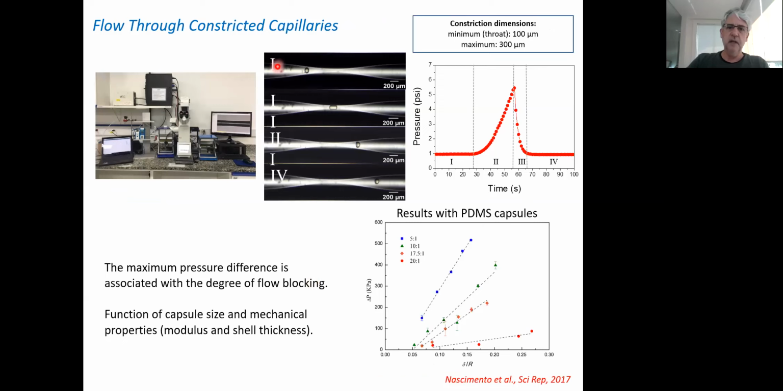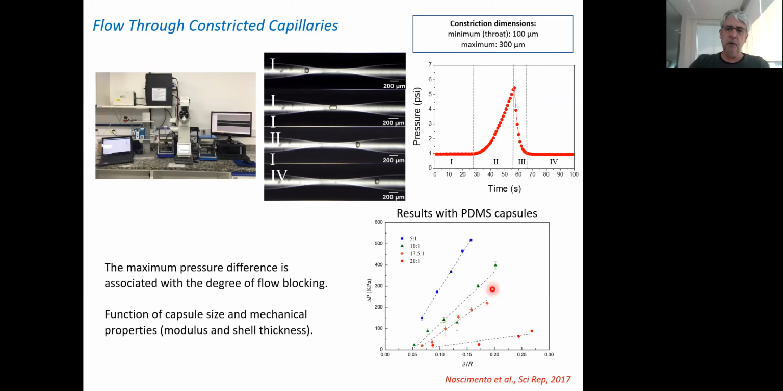And you can see here, as the capsule is flowing through a constricted pore, it has to deform to go through that pore, and then the pressure goes up. So there's a maximum pressure that you need to make a certain capsule flow through. And that maximum pressure is a function of the geometry of the flow. The important geometric parameter here is the ratio of the capsule size to the pore throat size, and also of the mechanical properties of the capsule itself.